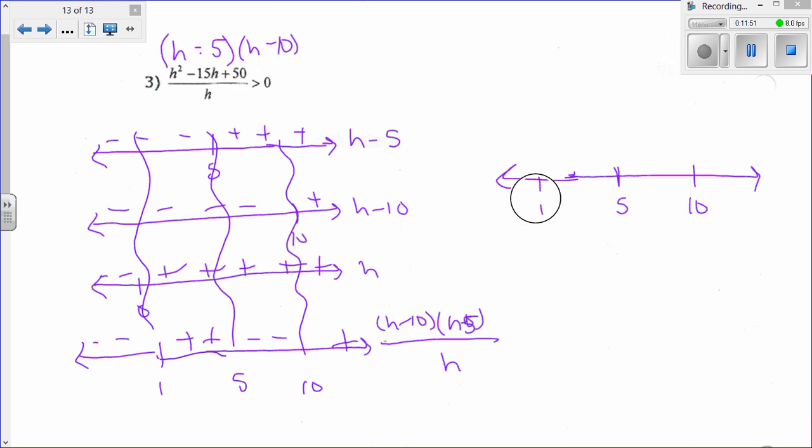Anything to the left of 0 is negative. Anything between 0 and 5 is positive. Anything between 5 and 10 is negative. And anything greater than 10 is positive. In this case, I am looking for positives. So it's greater than 0. Therefore, we want positives.